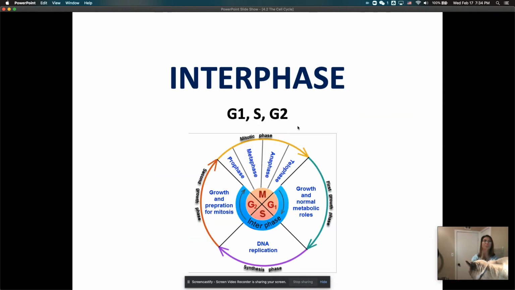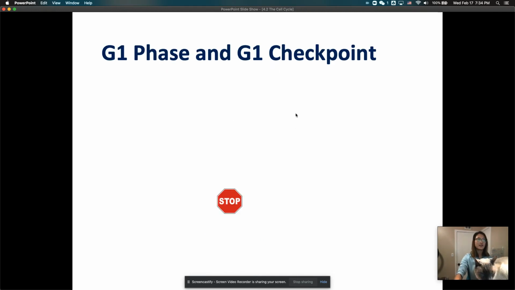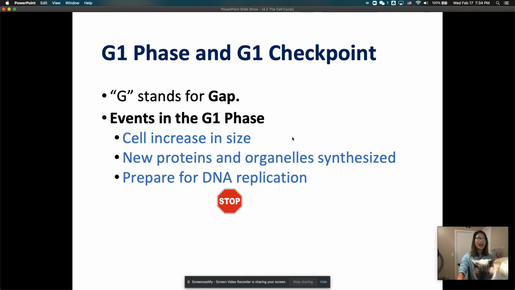Okay. So this is the picture right here. Once again, we're moving on. G1, S, and G2 are your interphase. Now we're going to talk about just the G1 phase and the G1 checkpoint. You ready? Here we go. G, once again, stands for gap. So G1 is gap 1 phase, because it's the first gap between each cell division.